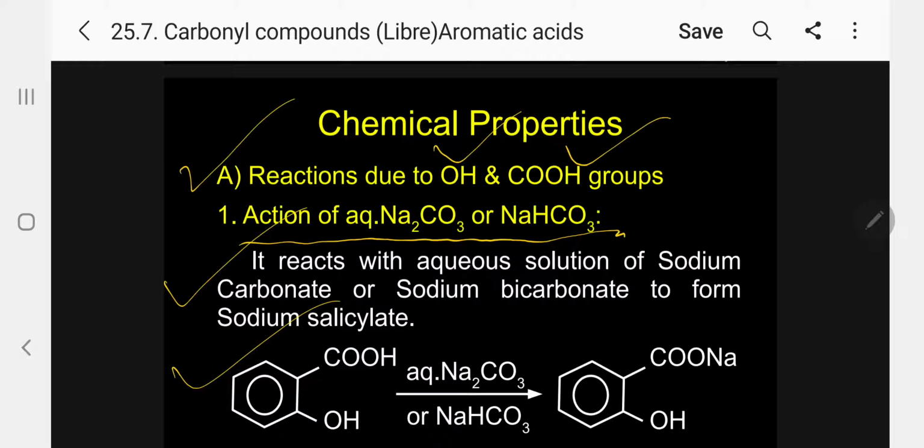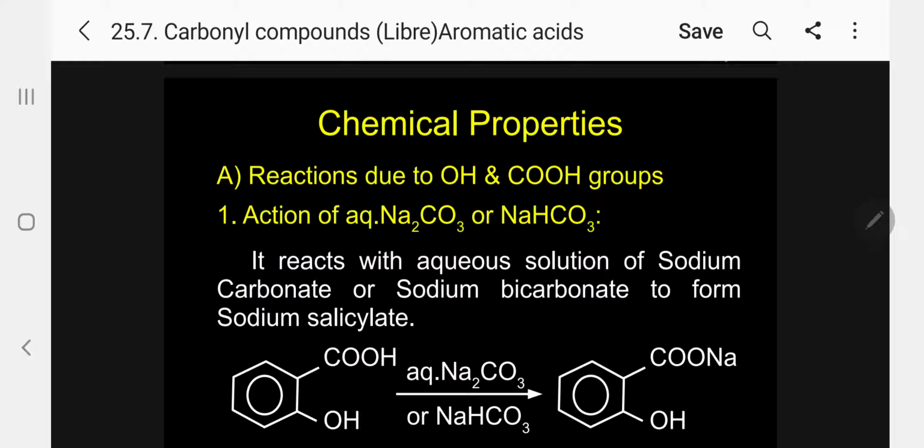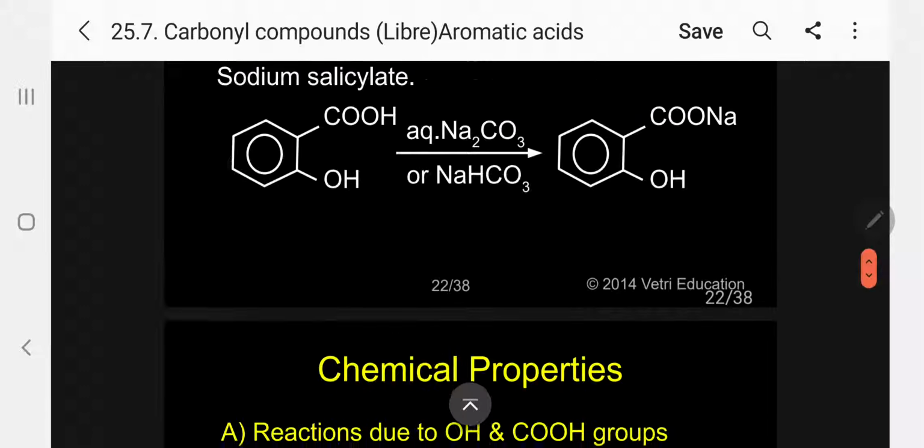Kindly follow. Among these two, which is more acidic? The carboxylic group is more acidic. That hydrogen will react with the corresponding base, sodium carbonate or sodium bicarbonate. Kindly follow. So, to form sodium salicylate.